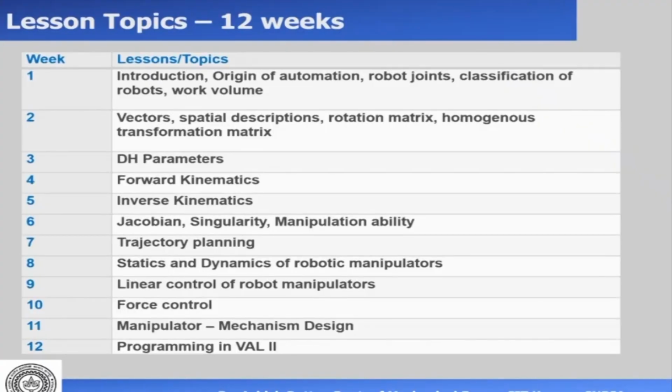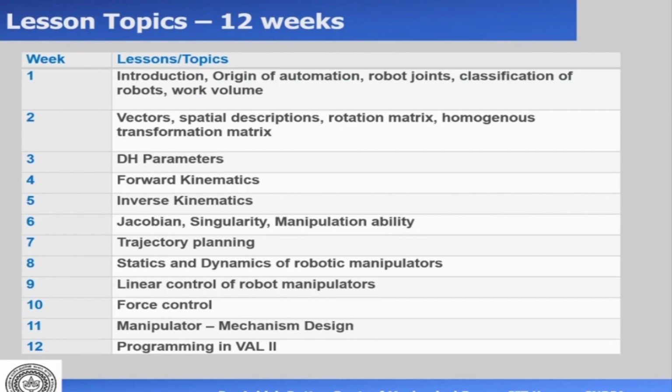Now, the lectures are divided into 12 weeks, and the topics for each of the weeks are given here. So in the first week, we have introduction, origin of automation, robot joints, classification of robots, and the work volume. Week 2, we have vectors, spatial transformations, rotation matrices, homogeneous transformation matrices. Week 3, we have DH parameters, how to assign axes to each of the joints, to be followed by forward kinematics and inverse kinematics in weeks 4 and 5.